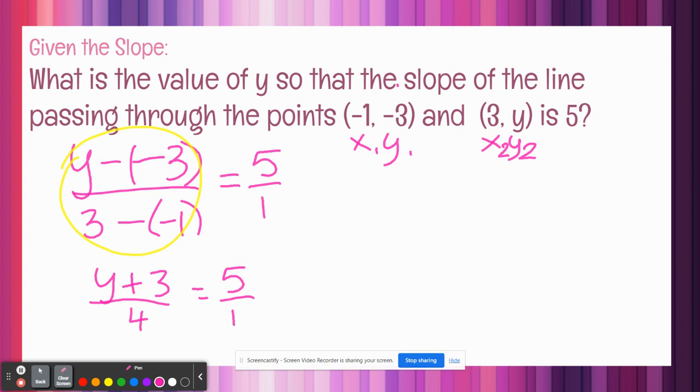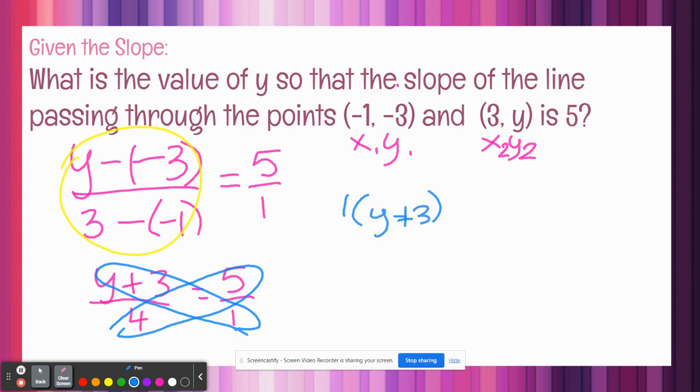Now, some of you may be able to use mental math to figure out what that y value was before it's simplified to 5 over 1. And if you can't, we can go ahead and cross multiply, because it's a proportion, which means we can cross multiply to solve a proportion. So we're going to do 1 times y plus 3 equals, we bring down that equal sign, and then 4 times the other cross product of 5. So we're going to distribute 1 to y plus 3, so it's just y plus 3. And 4 times 5, which is just 20.